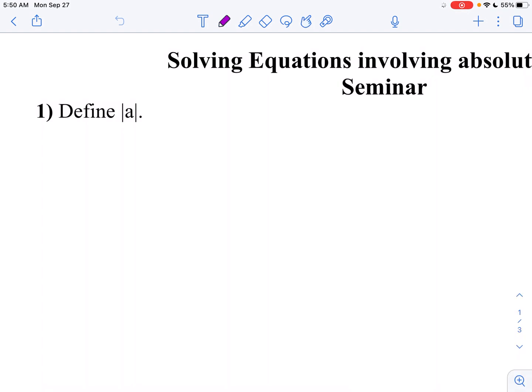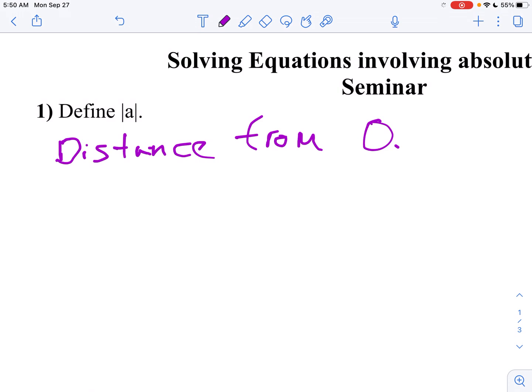That's a sort of truth, about a half truth. The absolute value of A means the distance from zero. That's all it means. So when you see absolute value, we're talking about the distance from zero. Now, mathematically, the definition looks like this.